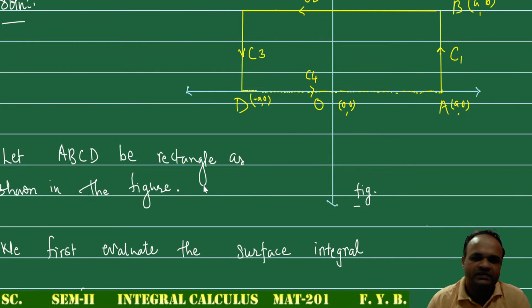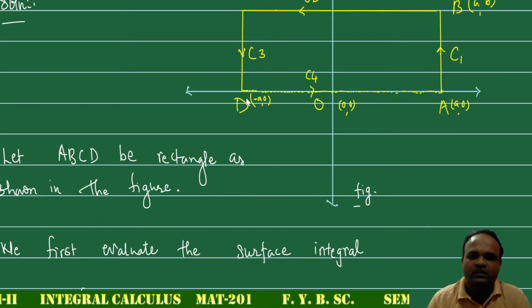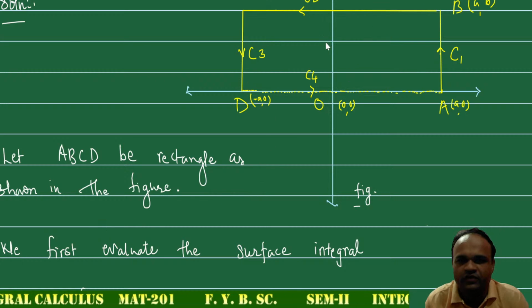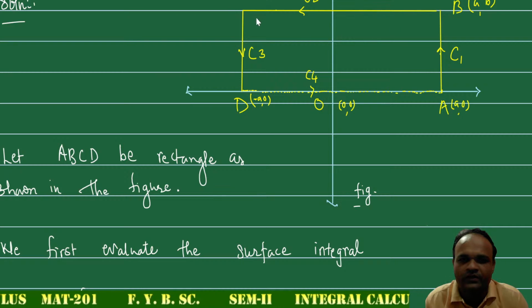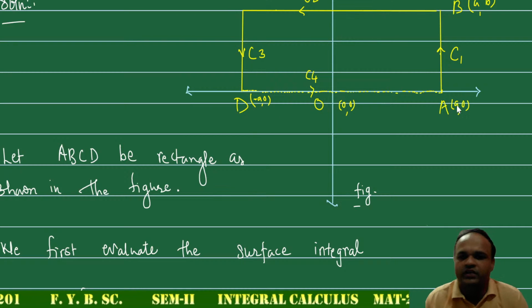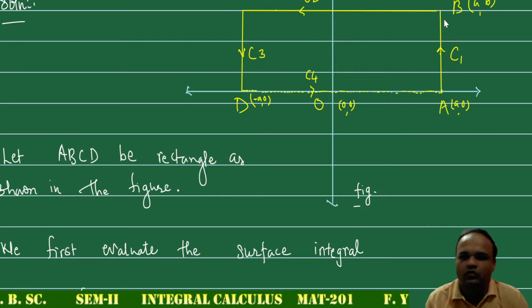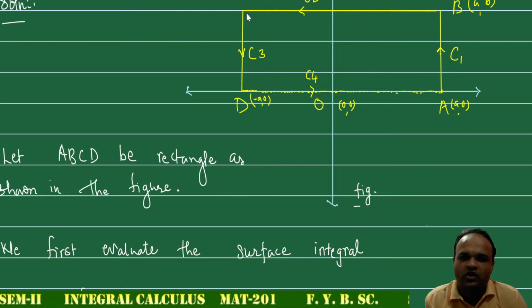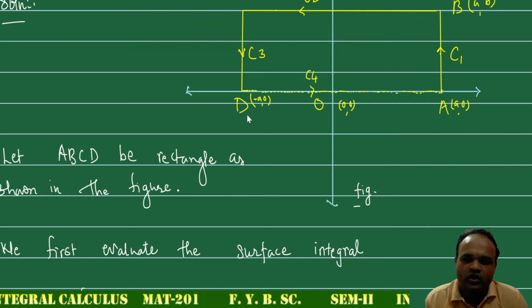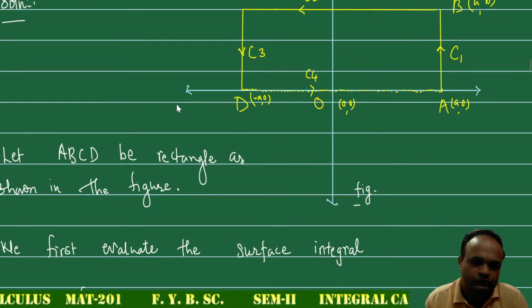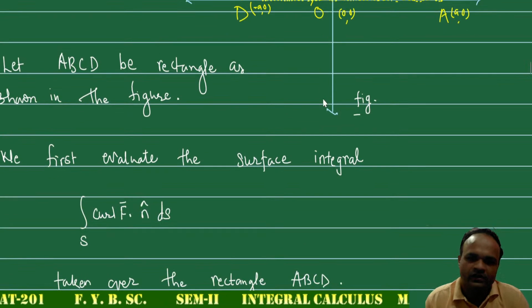So let ABCD be a rectangle as shown in the figure. So this is rectangle ABCD. The coordinates of A are (a, 0), coordinates of B are (a, b), coordinates of C are (-a, b), and coordinates of point D are (-a, 0). So clearly it is shown in the figure.